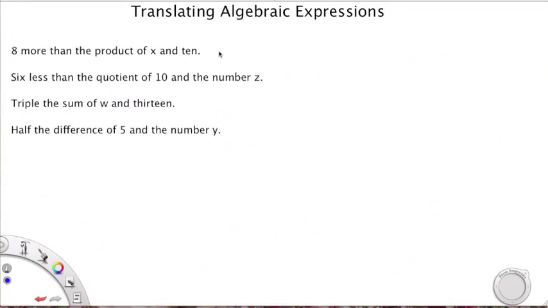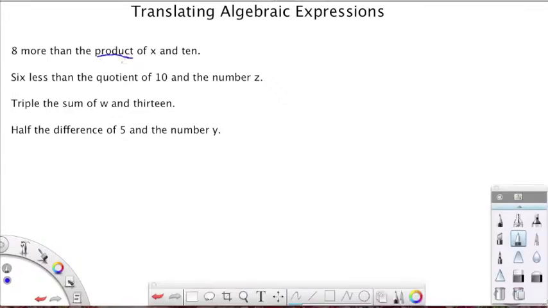Class, let's see if we can translate some of these algebraic expressions. The first thing you want to do is really read the problem. Make sure you're reading it correctly. And you want to look for some key words, and while you're at it, break the highlighter out or the pencil and highlight or underline the key words. Like for example, this first sentence, 8 more than the product of x and 10. There's some key words, product, okay, and more than, okay.